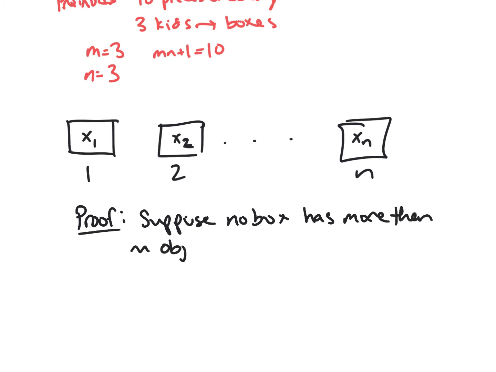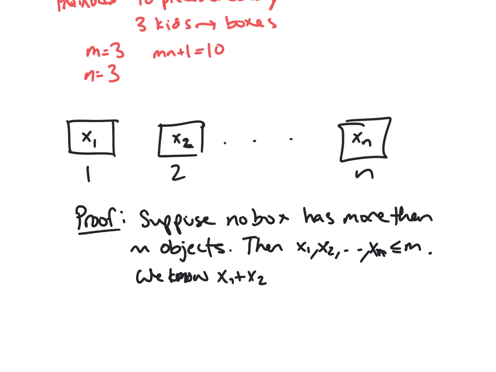Well, let's just translate this into math then, right? So we have x_i in box i, this just says all of my x_i's are less than or equal to m, right? So then x1, x2, etc. These are all less than or equal to m. Now we're distributing mn plus 1 things, so we know that these sum up, just like the pieces of candy summed up to 10, these have to sum up to mn plus 1.